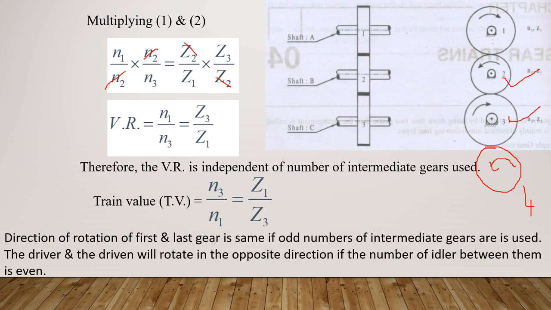So the conclusion we can make here is that when you have odd number of intermediate gears, the first and last gear will be rotating in same direction, and when you have even number of intermediate gears, the first and last gear will be rotating in opposite direction. So that depends on the idler gear. If you have odd, you will have same direction. If you have even, you will have opposite direction. So this is the conclusion we can make with respect to the simple gear train.